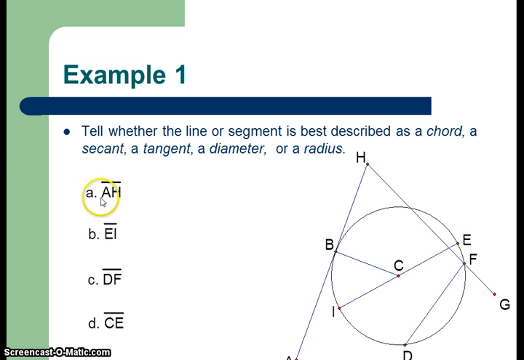So let's look at a little example here to refresh our definitions. So line AH, and the line is signified by this line over the 2 letters here. So let's find AH. Well, that looks like a tangent to me. Line EI, that would be the diameter, so EI across here. Line DF connects 2 points on the circle, so that would be the chord in this case. And then line segment CE would be the radius.